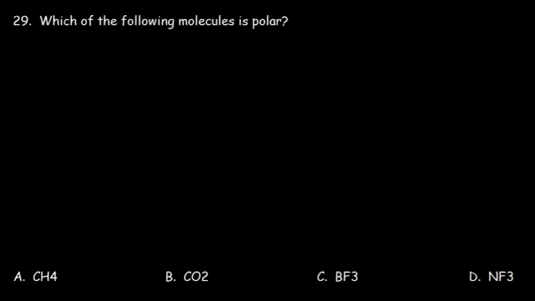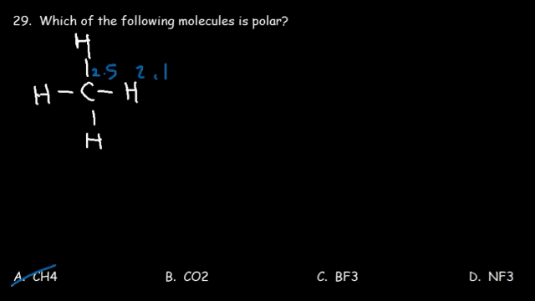Number 29. Which of the following molecules is polar? Is it A, B, C, or D? If we were to draw the Lewis structure for CH4, methane, this molecule is nonpolar due to the symmetry that it has. Typically, whenever you have a carbon-hydrogen bond, it's relatively nonpolar. The electronegativity value for carbon is about 2.5, and for hydrogen it's 2.1. So if the electronegativity difference is less than 0.5, the bond is nonpolar. So A is eliminated.